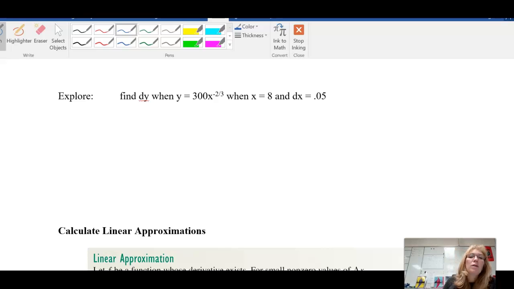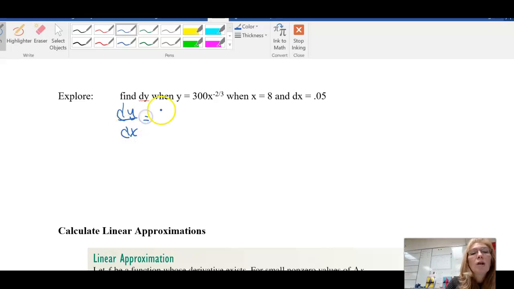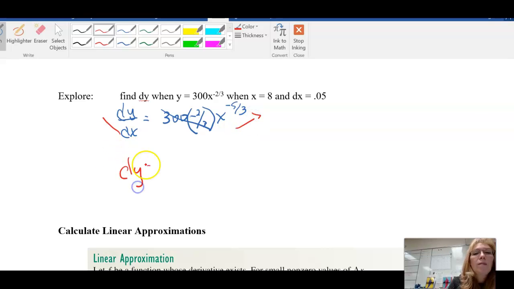I want you to pause and try yours. Step 1, you should have found the derivative, which gave you 300 times negative 2/3 x to the negative 5/3. Simplify that and multiply by dx. So now dy equals negative 200x to the negative 5/3 times dx.